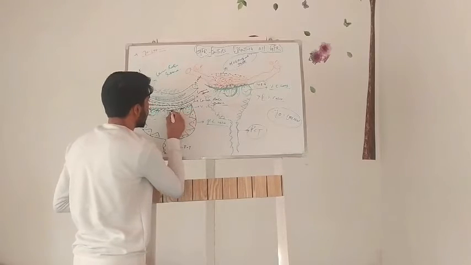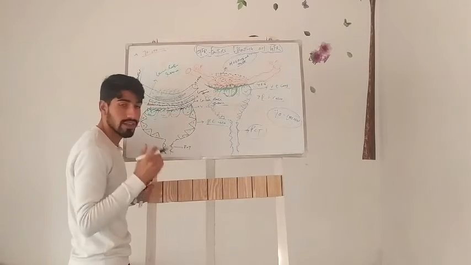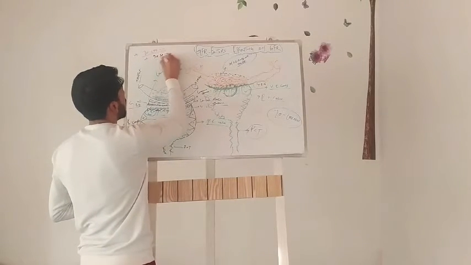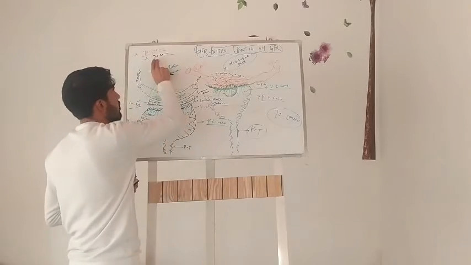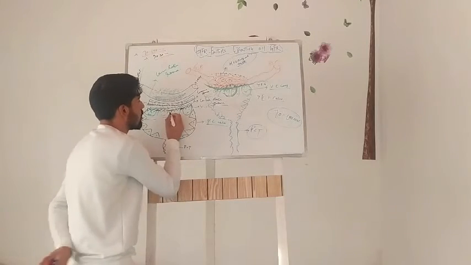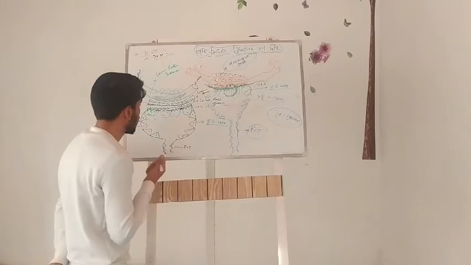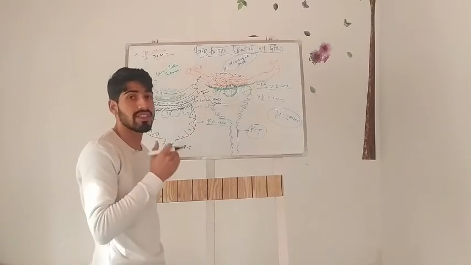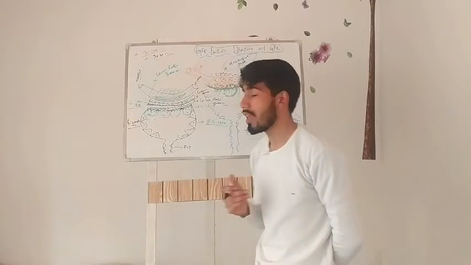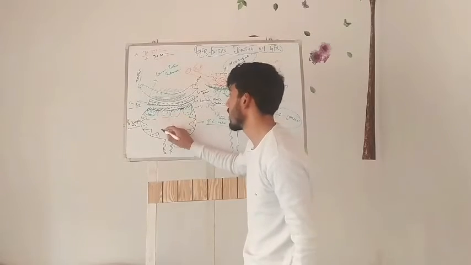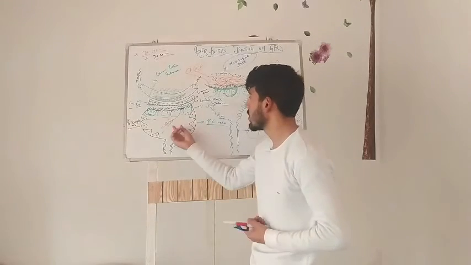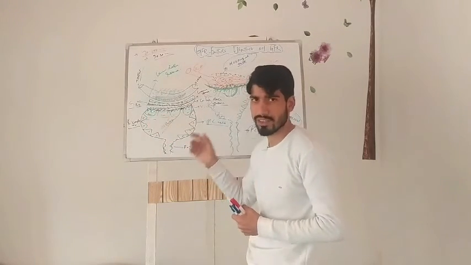Here are present filtrating slits, and the diameter of the filtrating slits is 20 to 30 nanometers. Scientists recently found that there is a special protein here, called nephrin. So here is the protein called nephrin, and here are the filtrating slits.